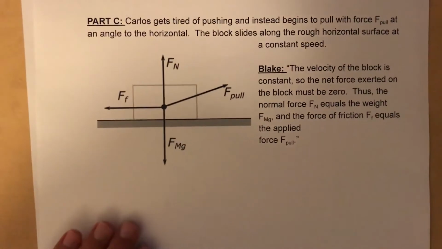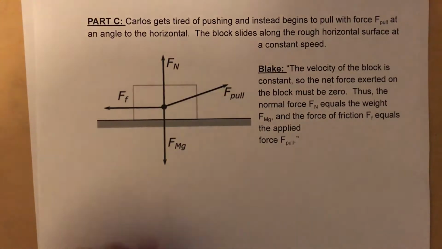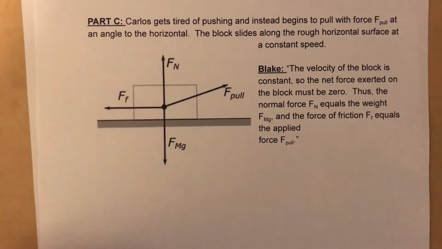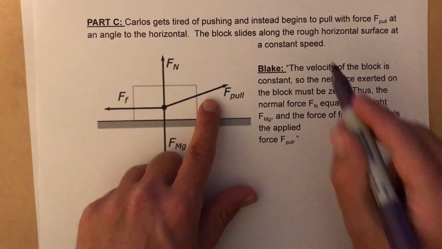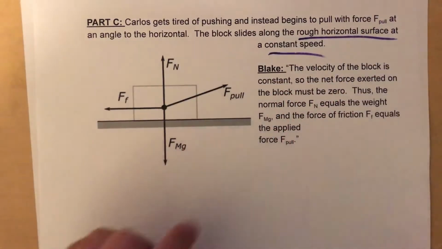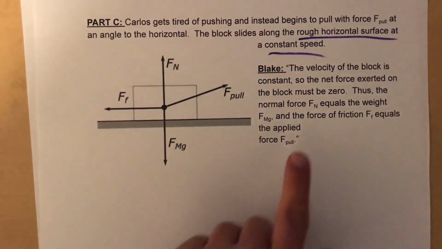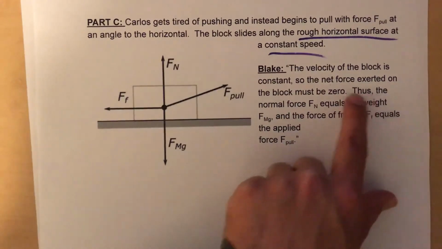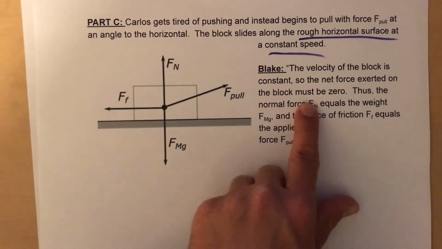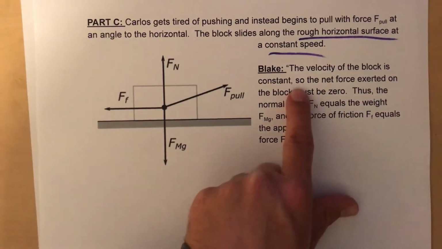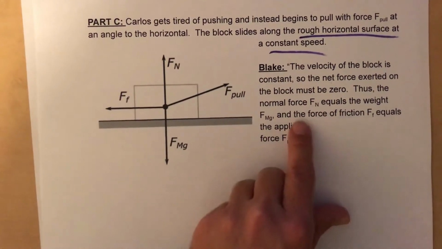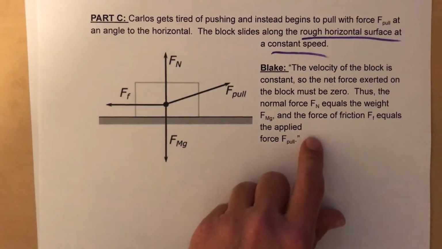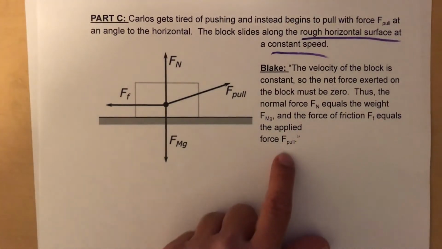So last part here is they say that Carlos gets tired of pushing and instead begins to pull with a force F pull at an angle to the horizontal. The block slides along the rough horizontal surface at a constant speed again. And so Blake says the velocity of the block is constant, so the net force exerted on the block must be 0. That's true. So it has no constant velocity, no acceleration, no net force. Thus, the normal force equals the weight, and the force of friction equals the applied force F pull.